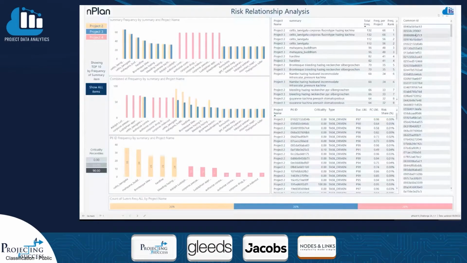The table below has the line items from the P6 schedule, with some performance metric indicators from there. On the right-hand side, there's a row by row of each common ID, i.e. the IDs that are in both sets. And at the bottom, we've got a percentage balance of each.